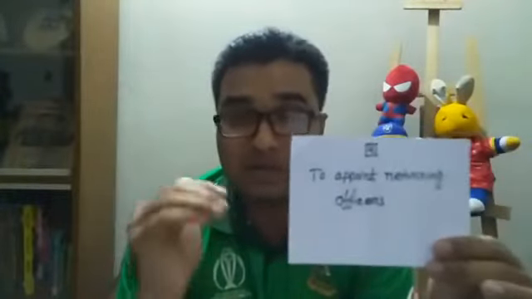Number 4, to appoint returning officers in elections. Basically, in general elections and by-elections, returning officers play an important role. The election commission will appoint returning officers for each electoral division or electoral area or each parliamentary seat, and he will be the top officer of the election commission in the electoral area.